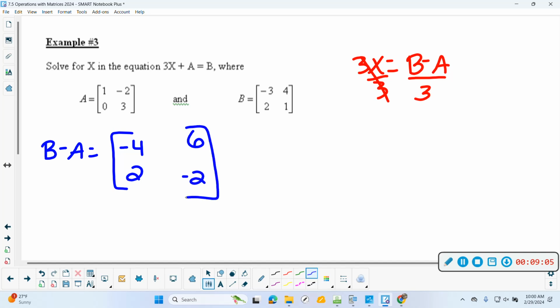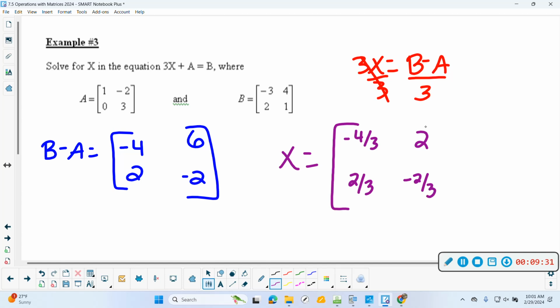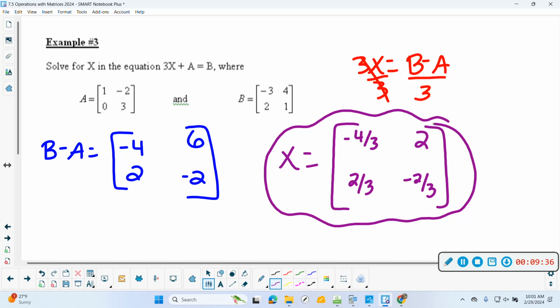Now your final answer for x, I need all of these numbers over 3. You might have some fractions, but who cares? So I'm just going to take everything over 3. It's like you're multiplying by 1/3 as your scalar. So -4/3, 2/3. I'm going to have 6/3. That's the only one that really comes out nice. And so that is our final answer. Any questions on that guy?